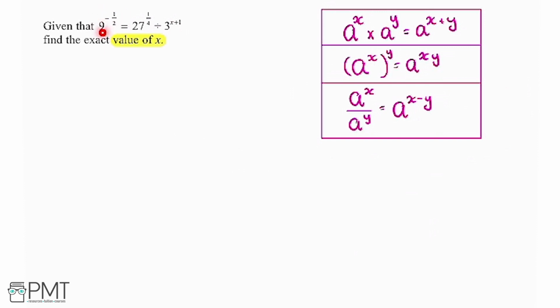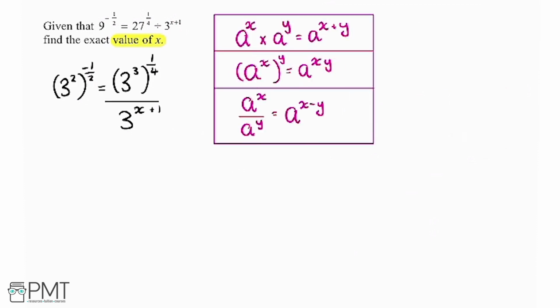So starting off with this term here, 9 is 3 squared. So we can replace the 9 with 3 squared, and that's still going to be the power of minus a half. 27 is 3 to the power of 3, still to the power of a quarter. And remember these brackets, they're really important. And I'm going to write the divide as a fraction like this. You can have divide by, and it's already got a base of 3, so that's fine. So 3 to the power of x plus 1.